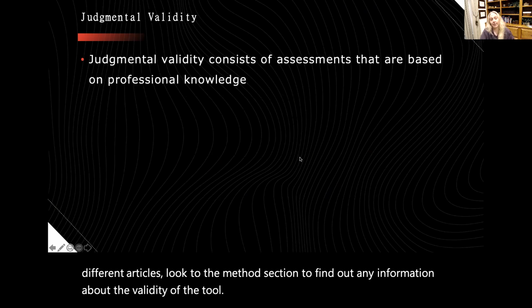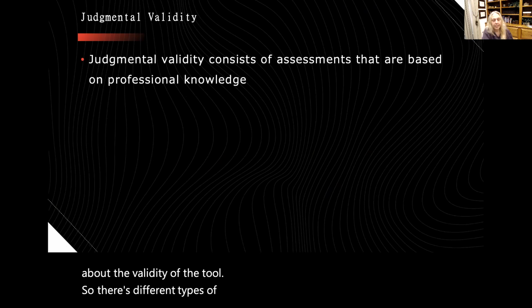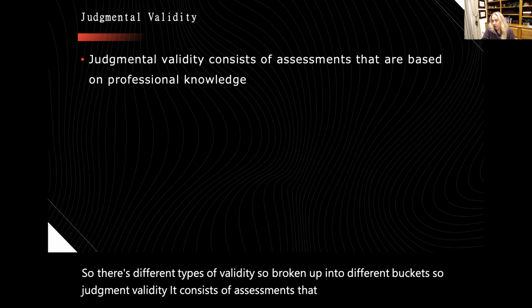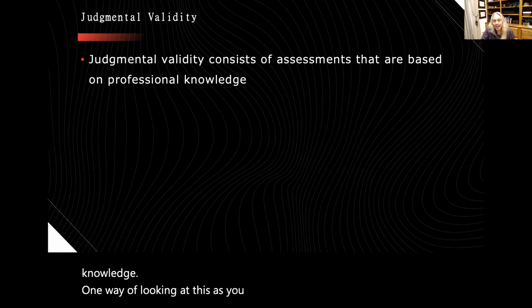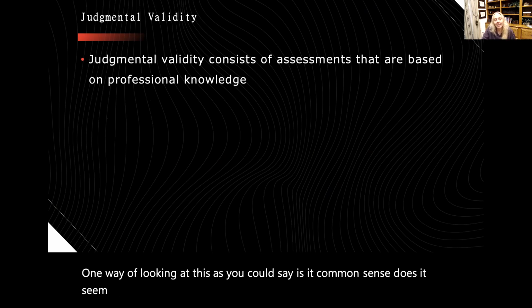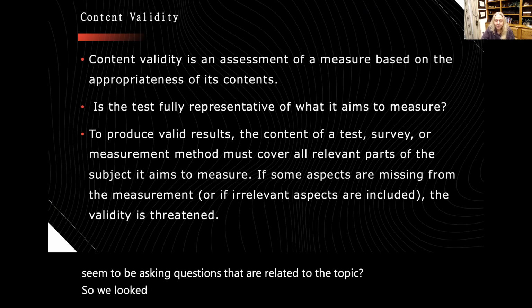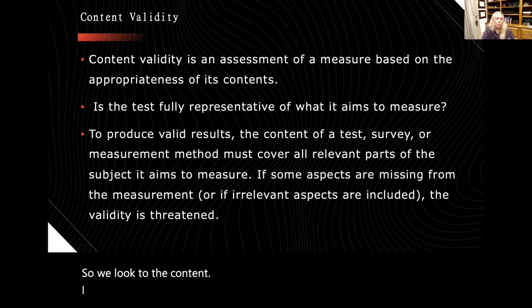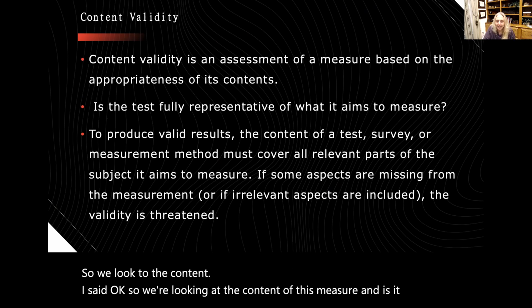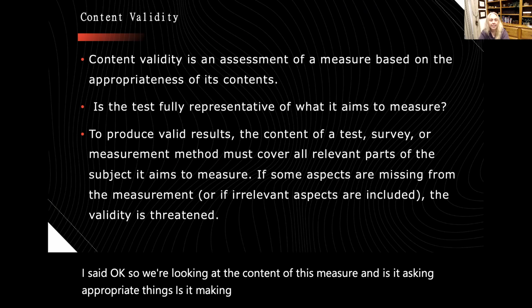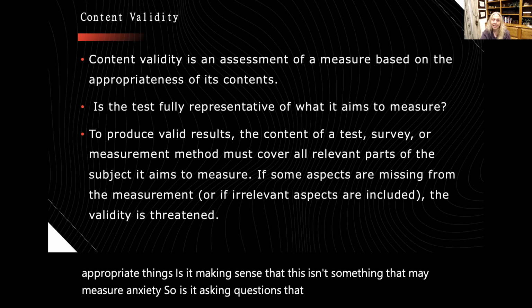There are different types of validity, broken up into different buckets. Judgment validity consists of assessments that are based on professional knowledge. One way of looking at this is to ask, is it common sense? Does it seem to be asking questions that are related to the topic? So we look to the content of this measure and ask, is it asking appropriate things? Does it make sense that this may measure anxiety? Is it asking questions that are related to anxiety?